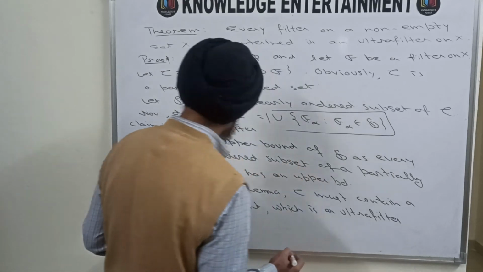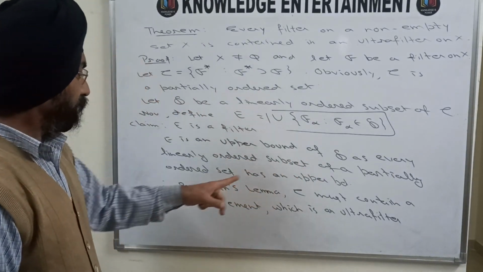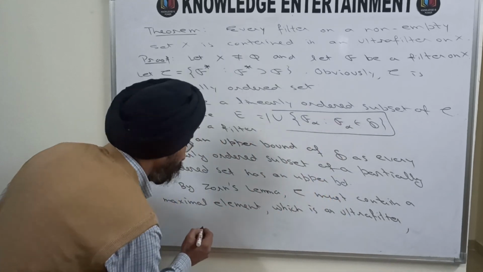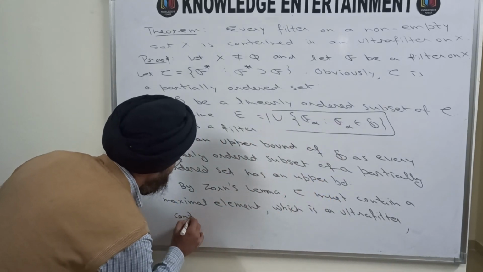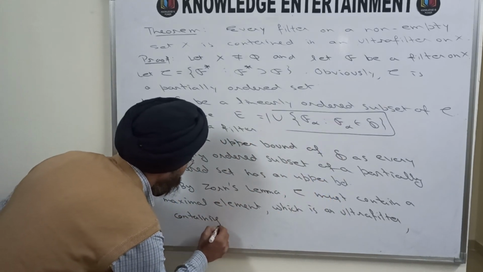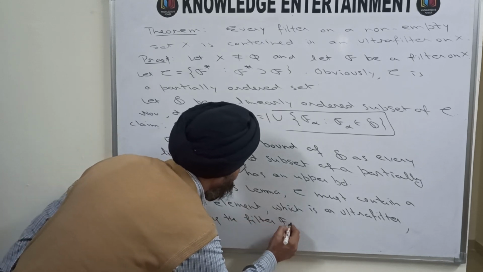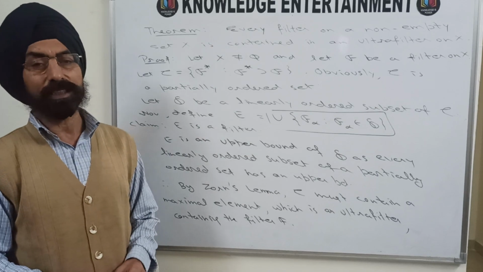So by Zorn's lemma, C must contain a maximal element, which is an ultrafilter containing the filter F, and that is the proof of this theorem.